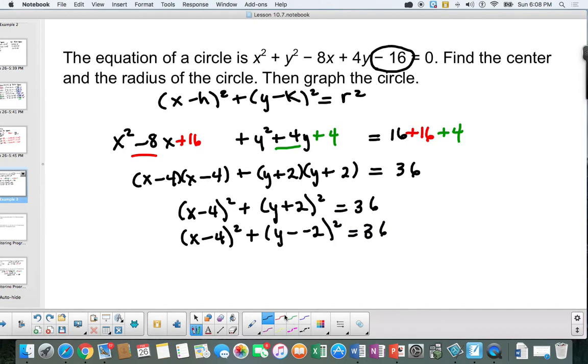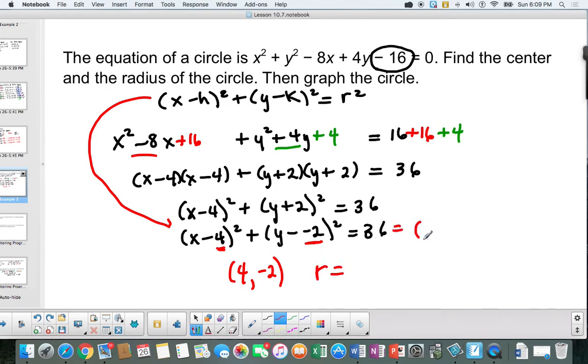Now it looks very much like this. And I can see the number after the subtraction sign will be my h, the number after the subtraction sign will be my k, and my radius, remember this thing has to be squared, and that number is 6. So the radius is 6.